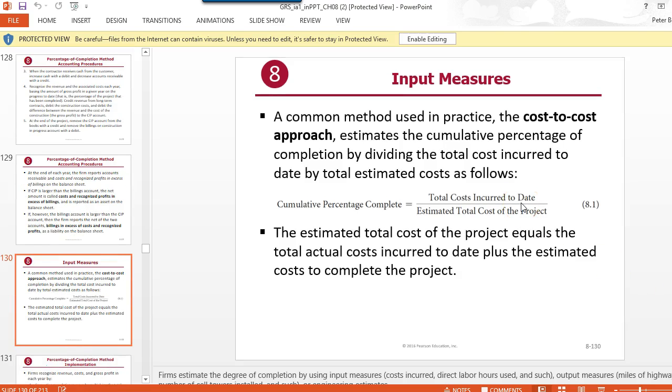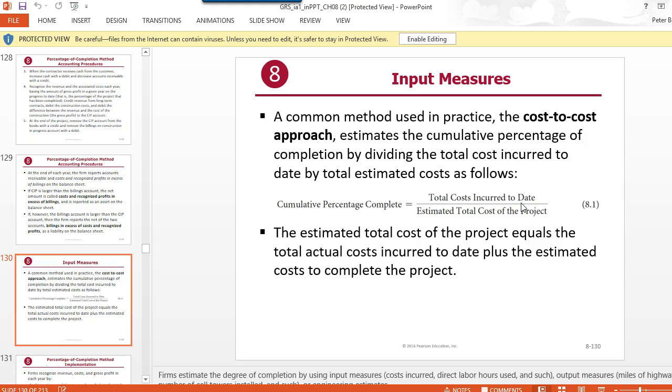A common method used in practice, the cost-to-cost approach, estimates the cumulative percentage of completion by dividing the total costs incurred to date by total estimated costs, as follows. So to get this percentage completion measure, we have to take the total costs incurred to date and divide that by the estimated total cost of the project. That's going to give us a percentage completion. So again, it's not costs in a period, it's total costs incurred to date.